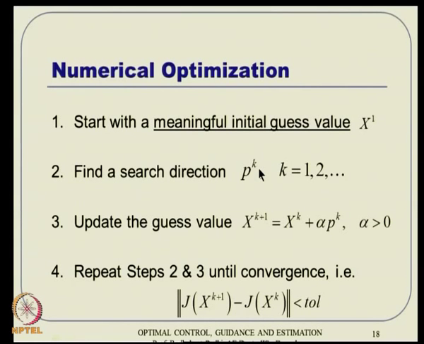So, we studied a couple of techniques as well. The first one, the philosophy remains the same. The philosophy is something like this: you start with a meaningful initial guess and then find a search direction, then update the guess value properly in that particular direction for some step and repeat the procedure until there is convergence. That means you do not see any further improvement. So, that is the generic procedure for all numerical optimization.